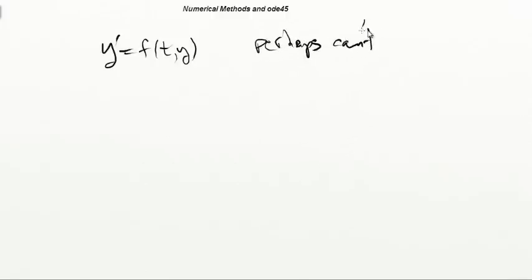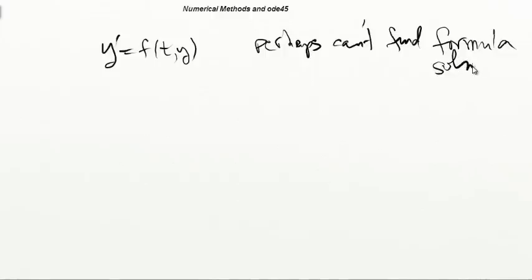We have discussed the fact that sometimes no symbolic method in our arsenal is powerful enough to find a formula solution to a first-order ODE. So we may have a first-order ODE, y prime equal f of t, y, and perhaps we can't find a formula solution. It unfortunately happens with some frequency.